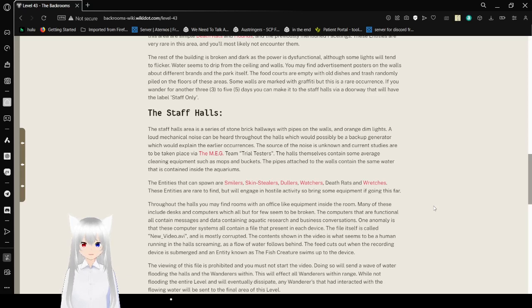You may find advertisement posters on the walls about different brands and the park itself. The food courts are empty with old dishes and trash randomly piled on the floors of these areas. Some walls are marked with graffiti, but this is a rare occurrence. If you wander for another 3 to 5 days, you can make it to the staff halls via a doorway that will have a label, staff only.